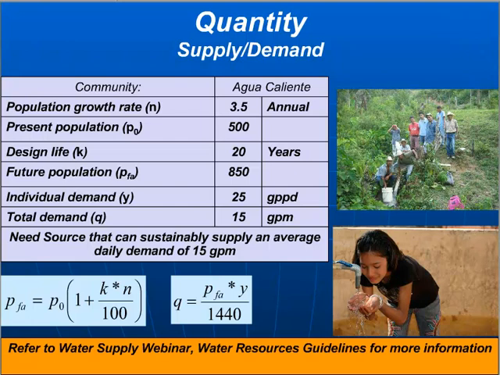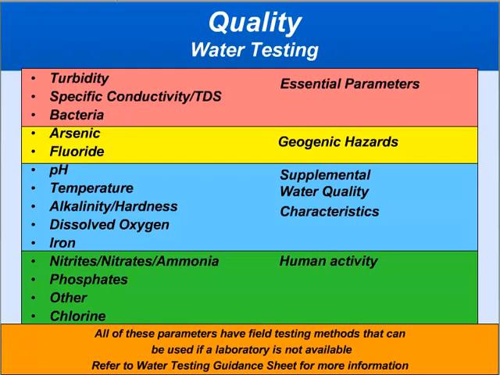So on a daily basis, your average daily demand is 15 gallons per minute. So that means we need to find a source that supplies 15 gallons per minute so that it can meet that average daily demand. Even if you have storage in your system, if you can't meet that average daily demand, then you're always going to have problems with certain people not having access to water.